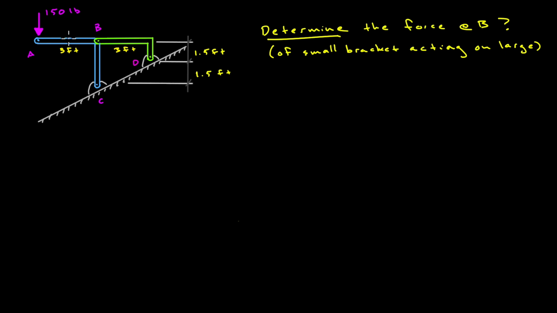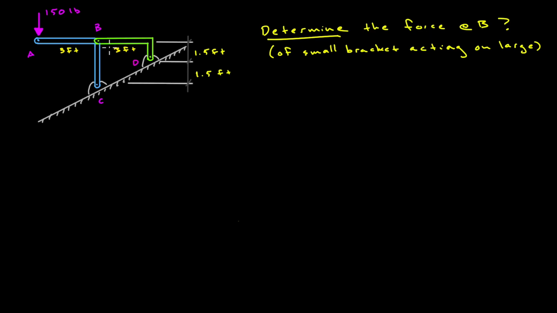So we can see that there's a 150-pound force applied vertically at point A. And the question is asking us what is the force at point B, and that really means the force of the small bracket, or the green bracket, acting on the blue bracket to keep everything in equilibrium. So one way to think about this is you can imagine if the green bracket were not here and you just push down with 150 pounds of force at point A, well, the blue bracket would just rotate or fall down and to the left. And it's only because the green bracket is there pulling it back in the other direction that everything remains in equilibrium.